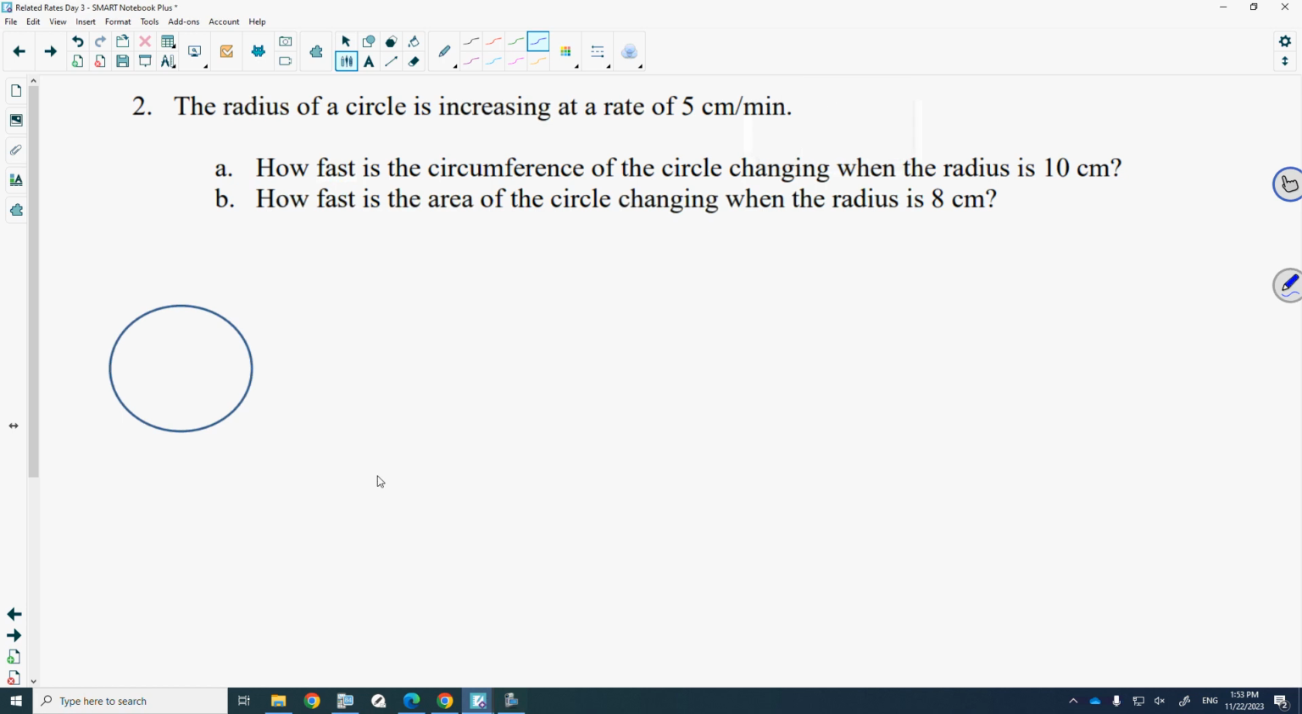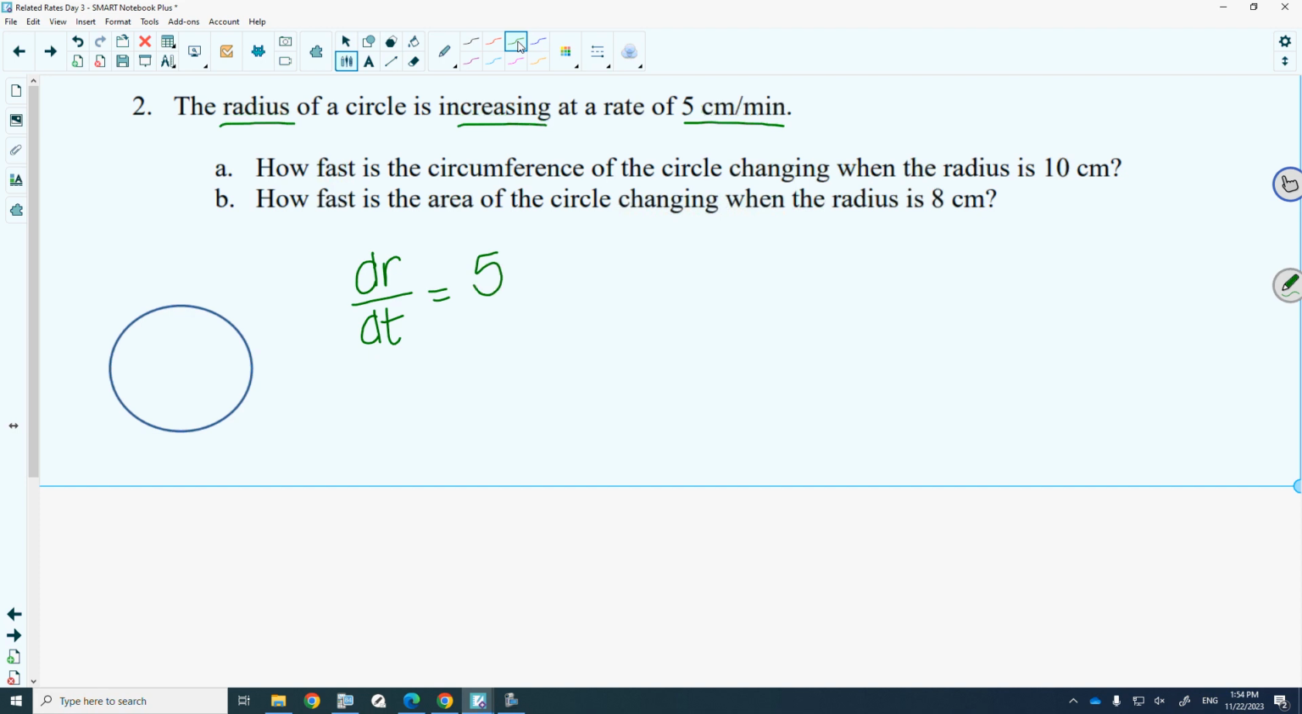Okay, the radius of a circle is increasing at a rate of 5 centimeters per minute. So the radius is increasing at this rate. The rate at which the radius is increasing with respect to time is 5 centimeters per minute.